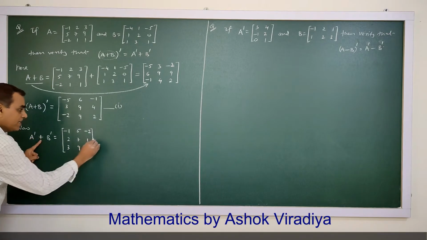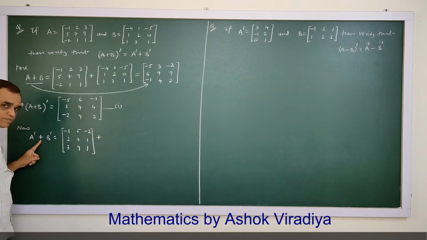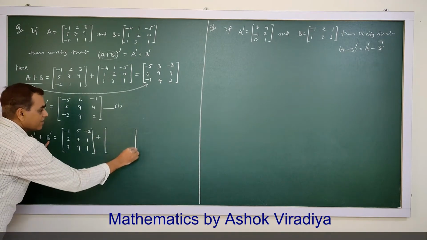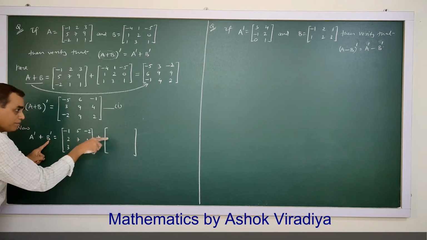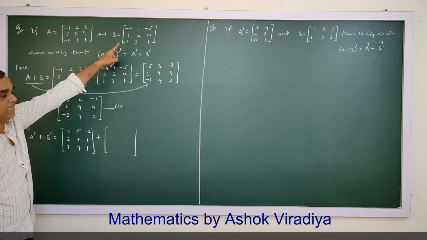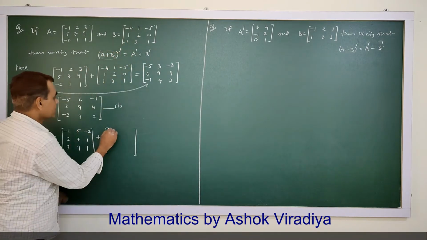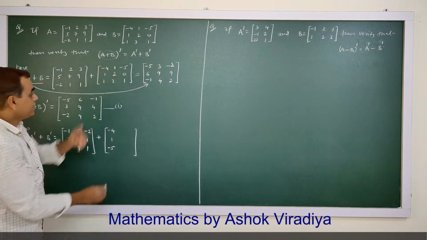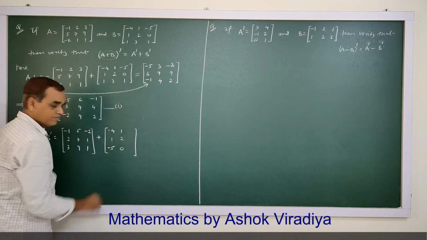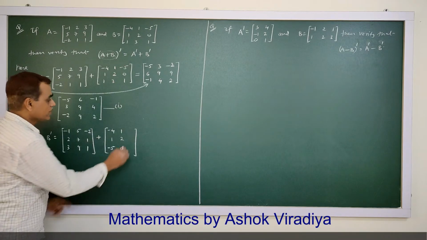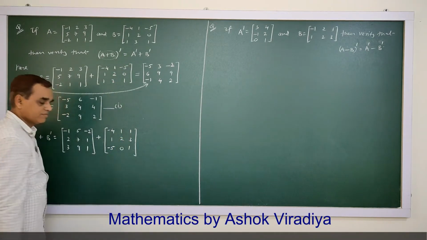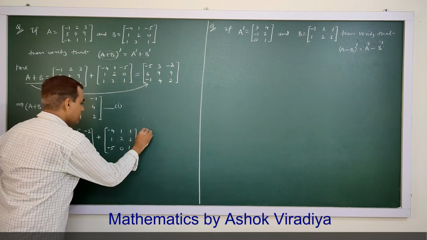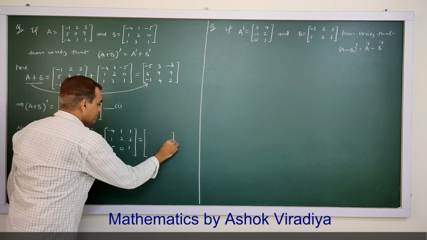Then I give here plus, then I give here the transpose of B. So look at B: first row is first column, second row is second column, third row is third column. So this is the sum of these matrices.